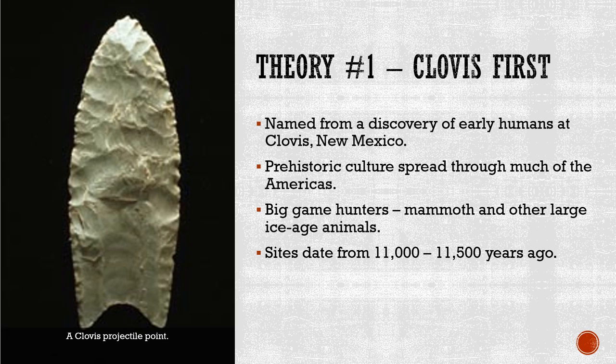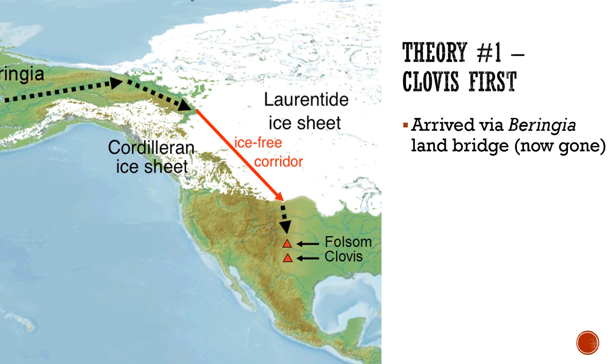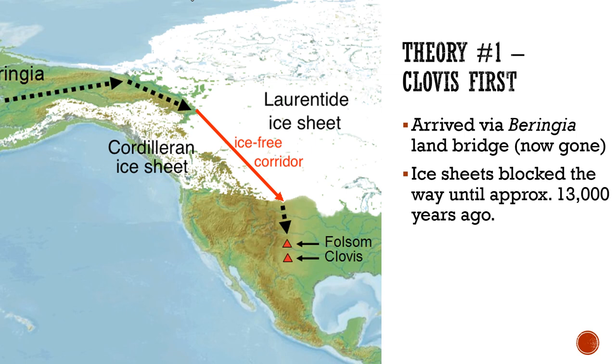So here's an image which shows you how that might have happened. So the ice sheet begins to break up around 13,000 years ago, and this creates an ice-free corridor that human beings might have passaged through on their way down into the southern part of what is now the United States, thus producing the very earliest Clovis sites around 11,000 years ago. However, the ice sheets really blocked that path prior to 13,000 years ago. So they wouldn't have been able to go overland prior to that point. And so this meant that for a long time, scientists believed that the Clovis people were the very first people into the Americas.